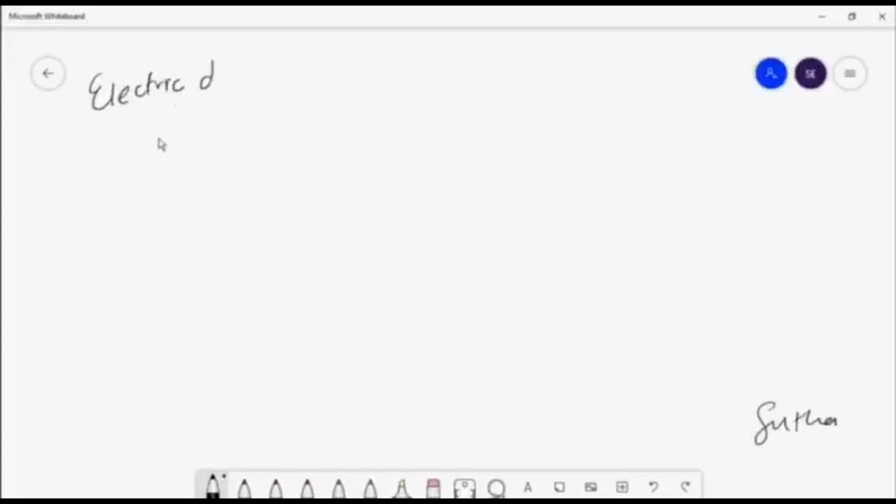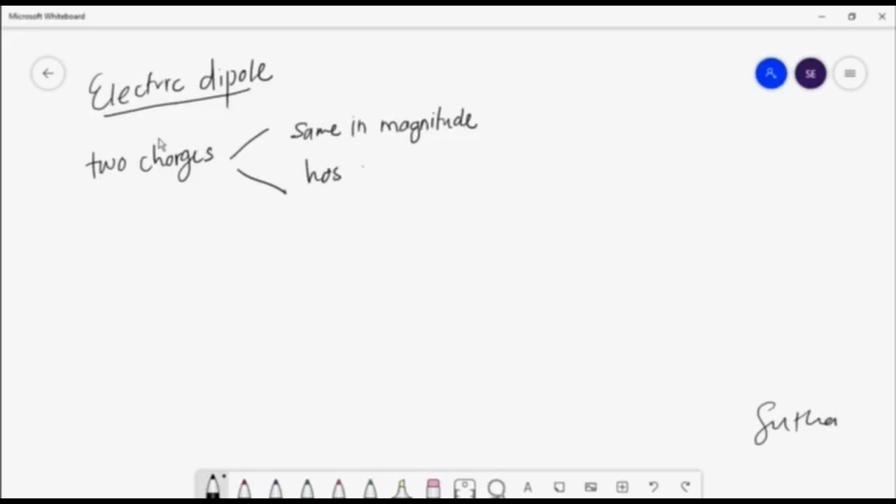When I say electric dipole, the important point that should come to your mind is two charges that have the same magnitude but the opposite sign, which are separated by a small distance.